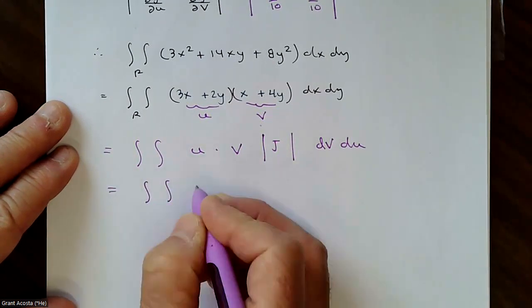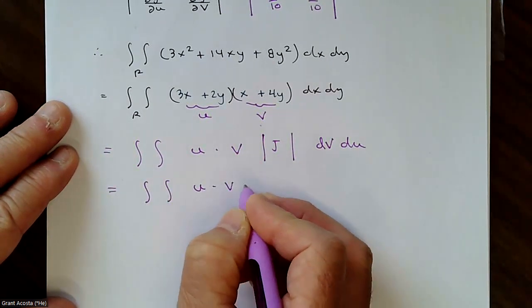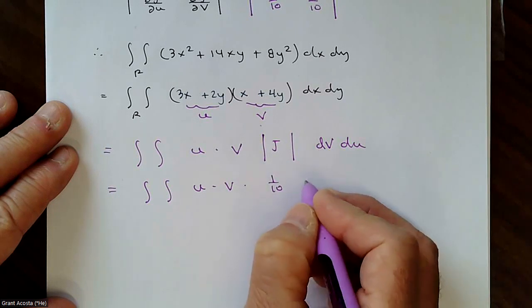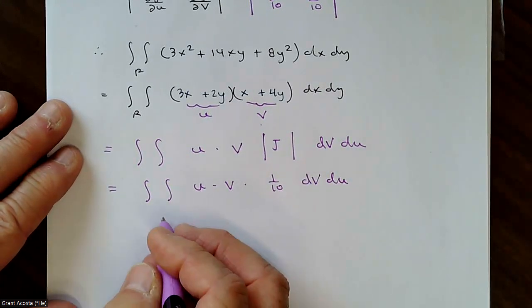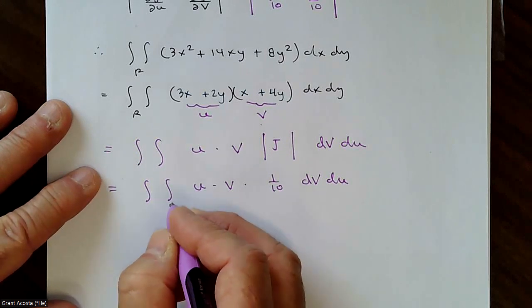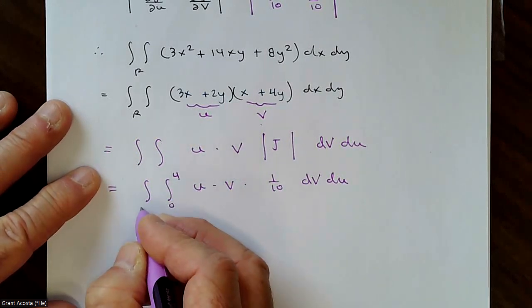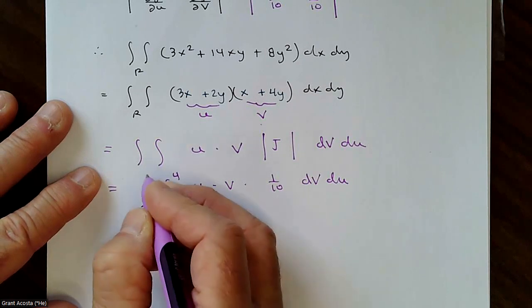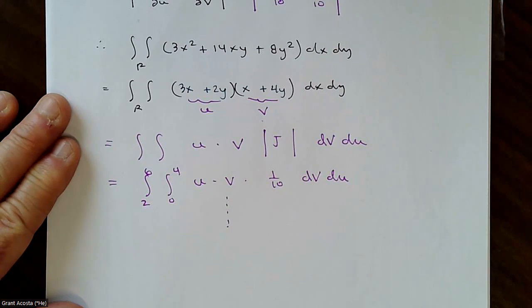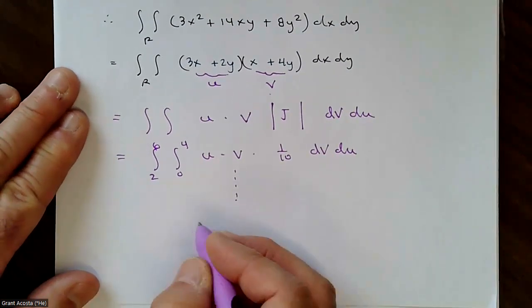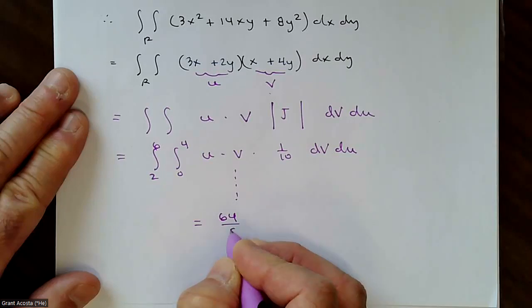So u times v times my Jacobian, 1/10. My bounds for v went from 0 to 4. My bounds for u went from 2 to 6. If you go through and do that integration, it's pretty easy. You should be able to show that the final answer for this ends up being 64/5.